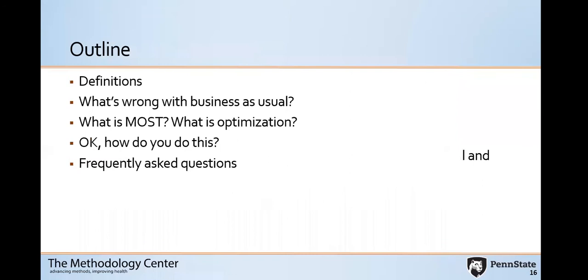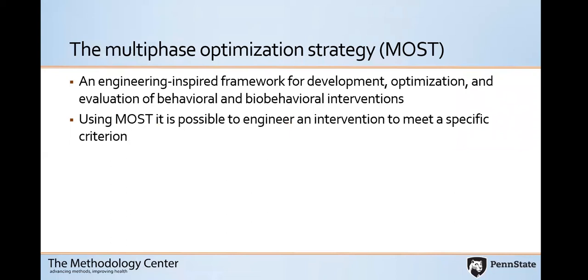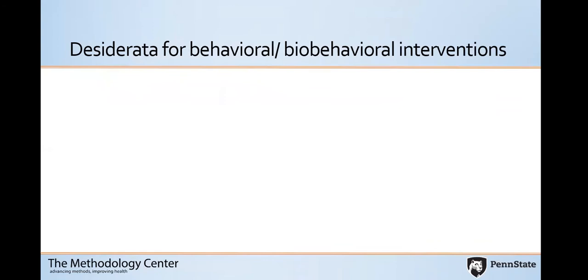Okay, so let's get a little more specific about what MOST is and what we mean by optimization. MOST is an engineering-inspired framework. And I say it's engineering-inspired. It's not literally based on engineering ideas because the people who developed it, including me, were not engineers. But it definitely is inspired by ideas from engineering. And it's a broad framework for development, optimization, and evaluation of behavioral and biobehavioral interventions. So using MOST, you can engineer an intervention to meet a specific criterion, and the criterion is selected by you, the intervention scientist. And there are many different possibilities for criteria. We're going to talk about that shortly.